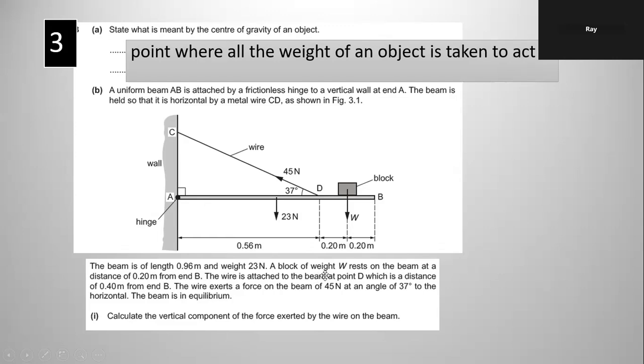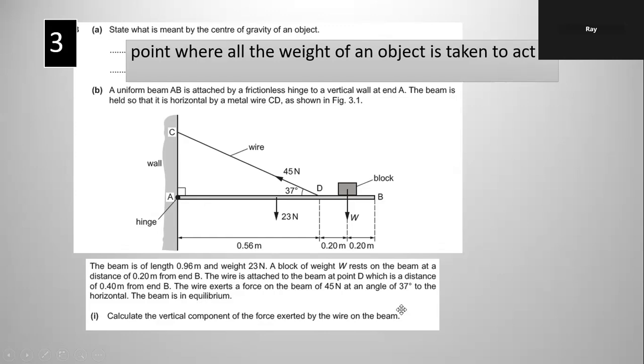The wire is attached to the beam at point D, which is a distance 0.4 meter from B. The wire exerts a force on the beam of 45 Newton. That's the tension in the wire, at an angle of 37 degrees. The beam is in equilibrium. Calculate the vertical component of the force exerted by the wire on the beam.